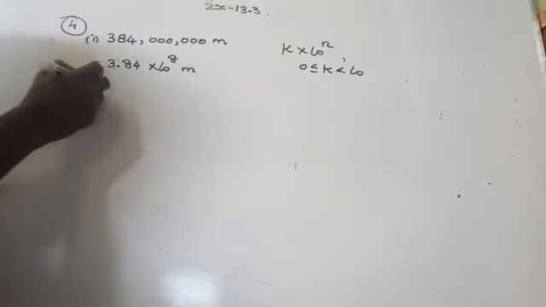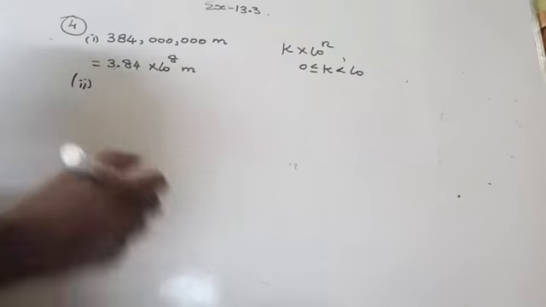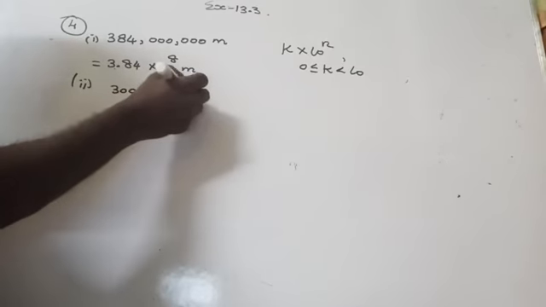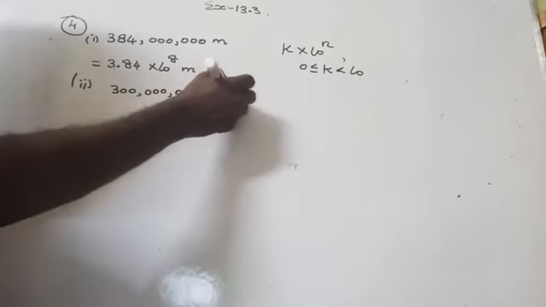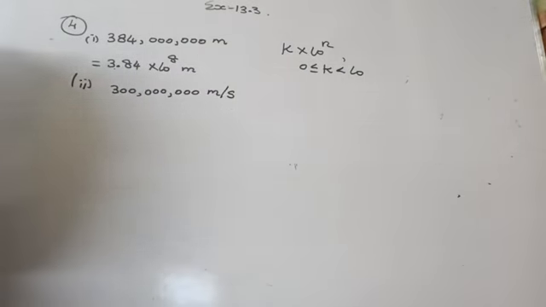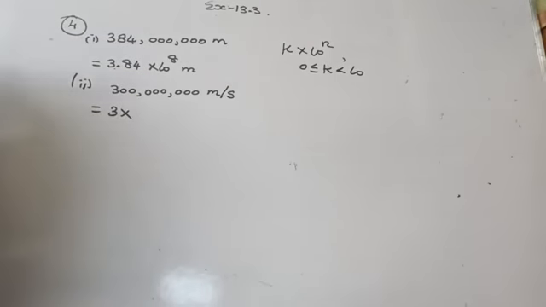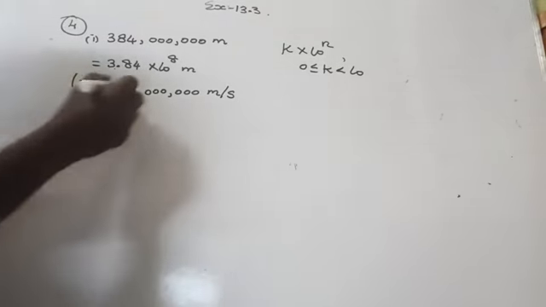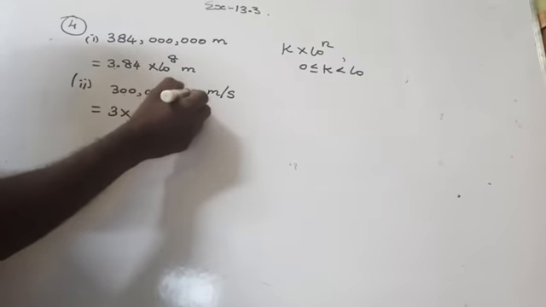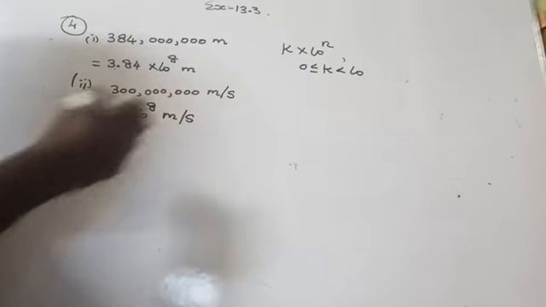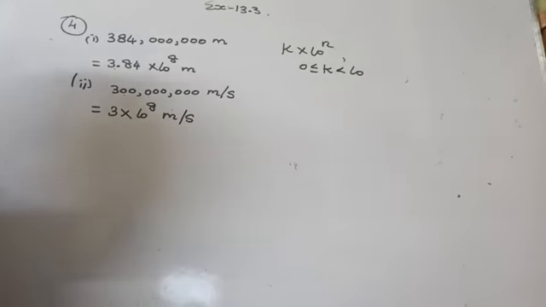And then after that, the speed of light is given in meters per second. So how can you express this one? Yeah, 3 into, after 3, how many digits are there? 1, 2, 3, 4, 5, 6, 7, 8. So 3 into 10 to the power 8 meter per second. Am I right here? Yes.